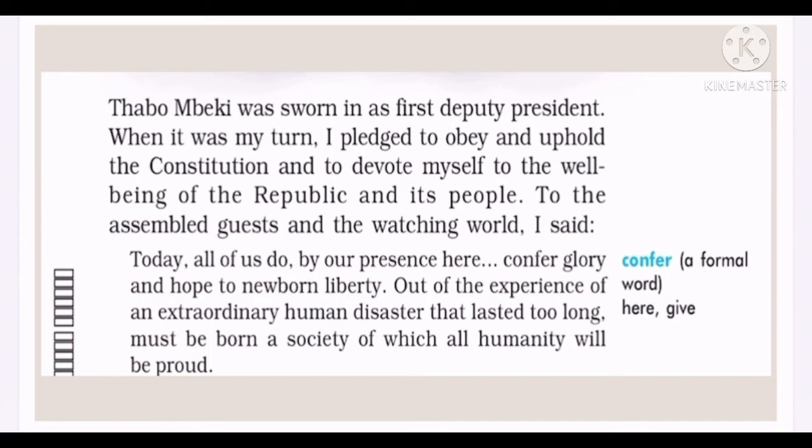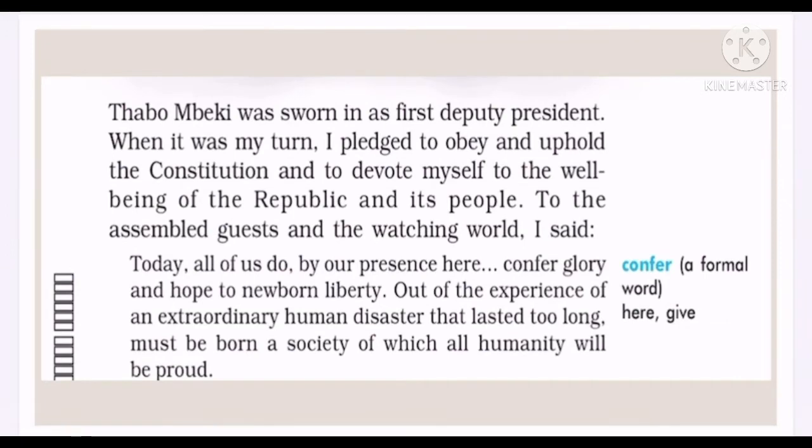Out of the experience of an extraordinary human disaster that lasted too long. As we know, in South Africa, the apartheid system was in practice, and the white people always oppressed the black people. So that extraordinary human disaster was for a long time. Must be born a society of which all humanity will be proud. Then he said there must be born a society, a democratic country, where a non-racial government will be there, and they create such a society where all the people of different skin would be proud to be a part of it.